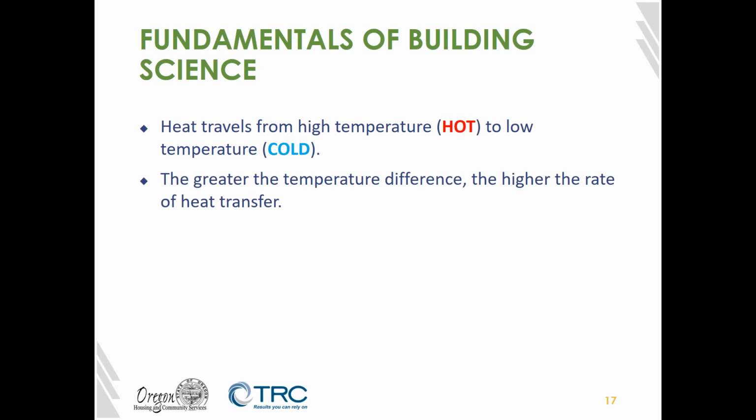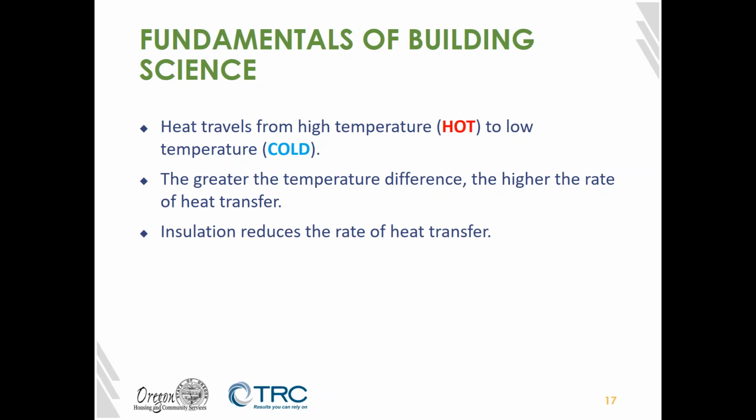Second, the greater the temperature difference, the higher the rate of heat transfer, right? So you feel that very rapid heat transfer when you touch a very hot pan. If you touch a pan that is, let's say, 100 degrees relative to your skin that's like 98 degrees, you may not experience any heat transfer, or it might take you a few seconds to even notice, like, is this hot? Oh, okay, it's warm, right? Because the rate of heat transfer is affected by the temperature difference.